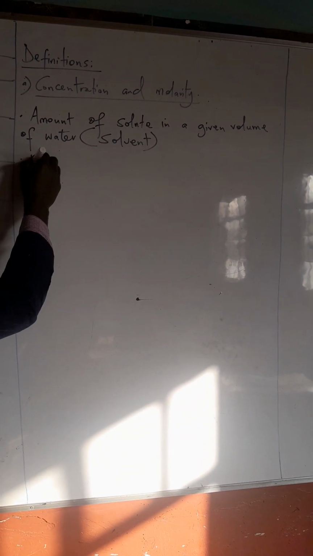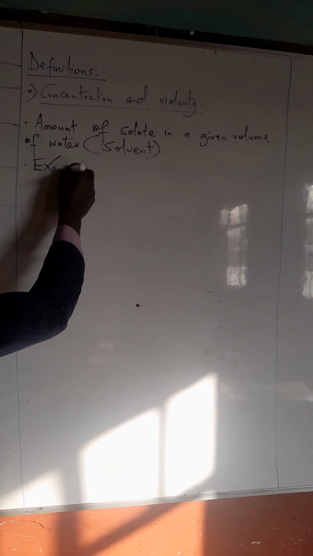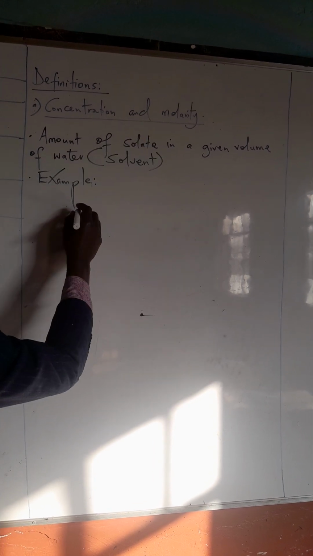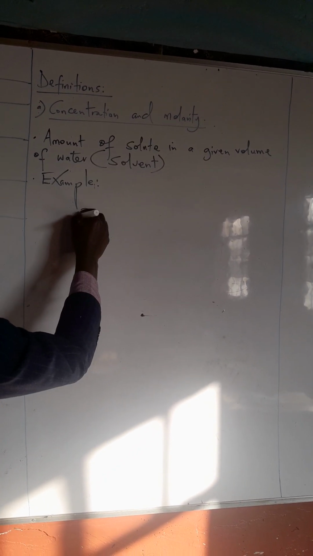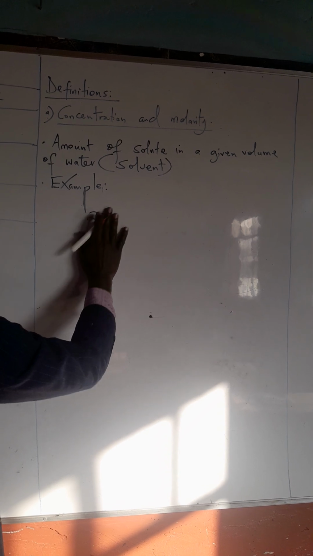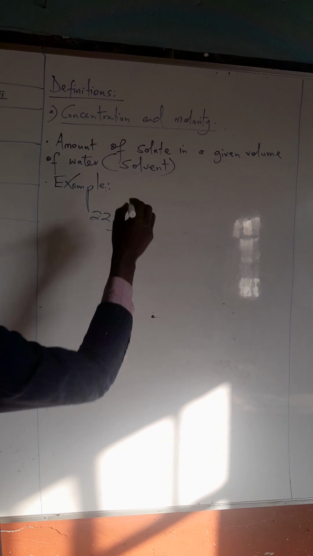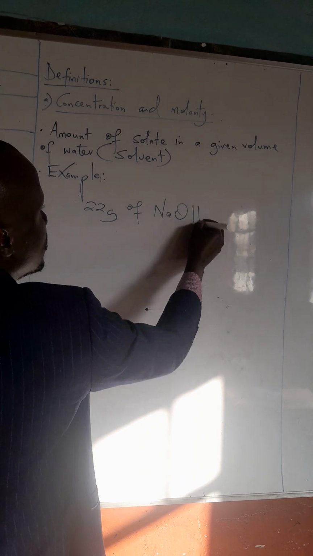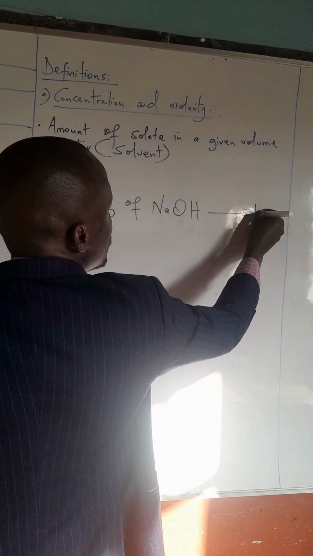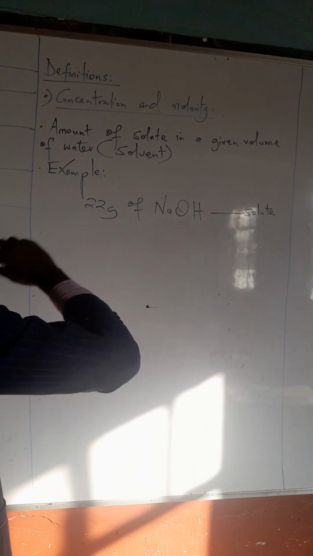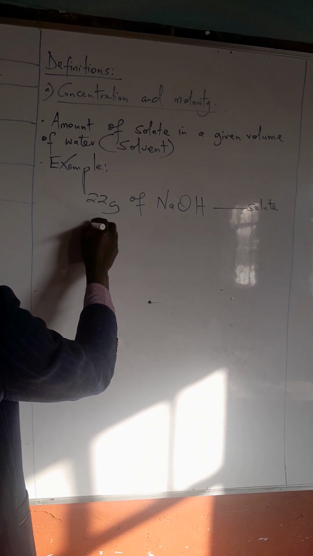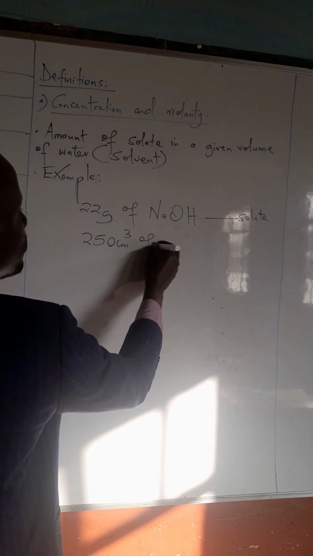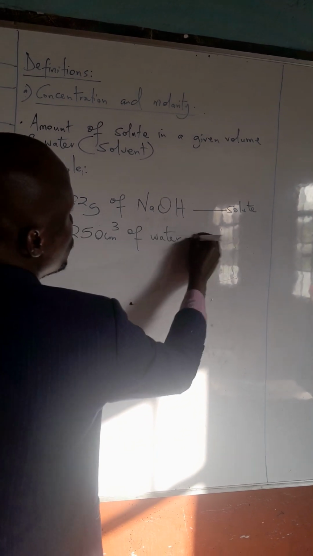For example, let the amount of solute be, let's say, 22 grams of sodium hydroxide. This one is your solute. And then you have 250 cubic centimeters of water. This one is your solvent.